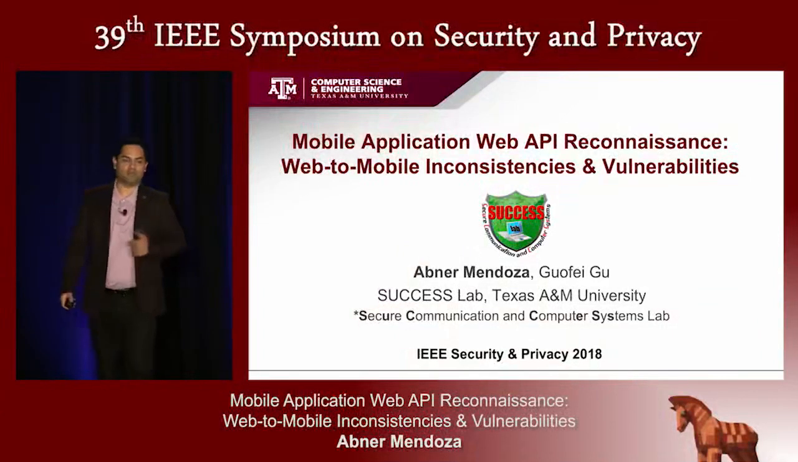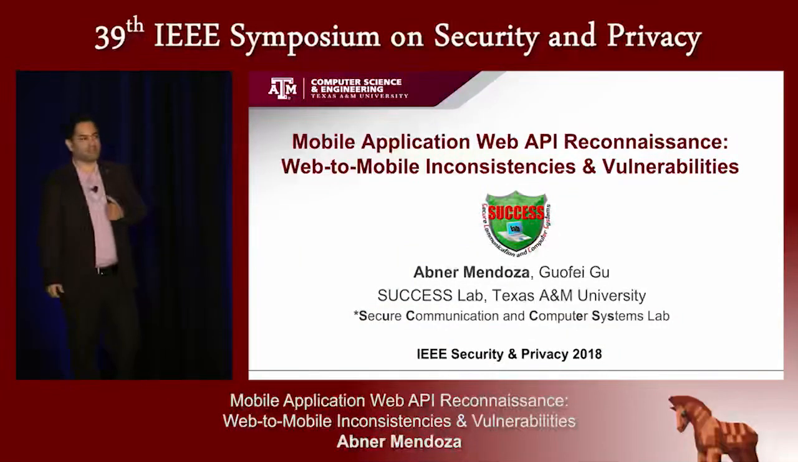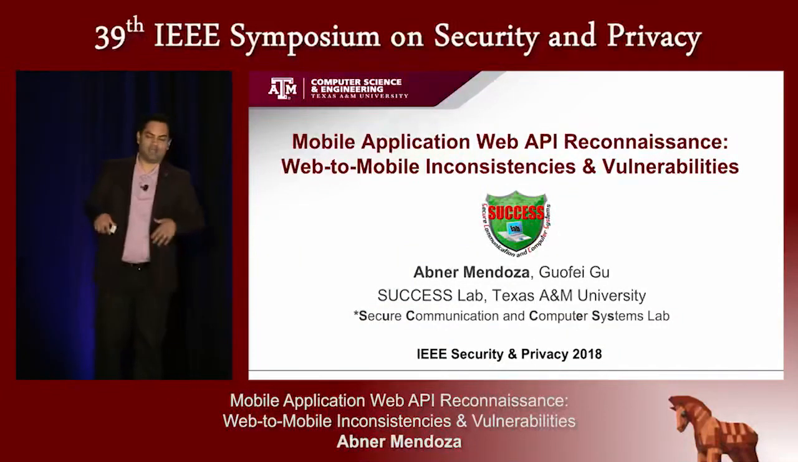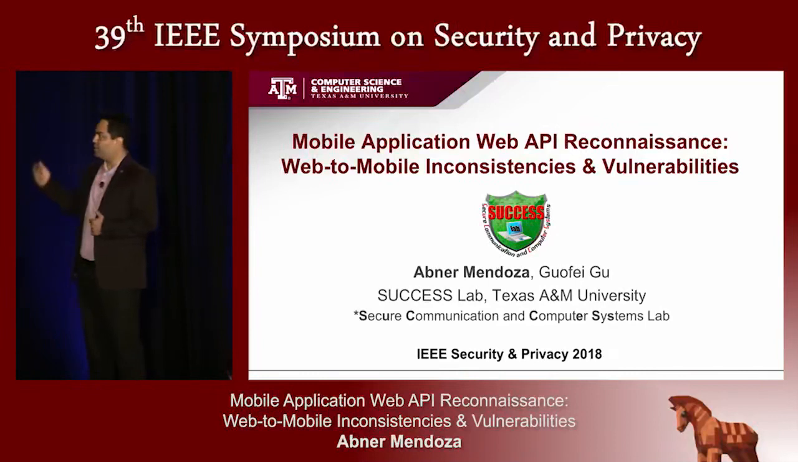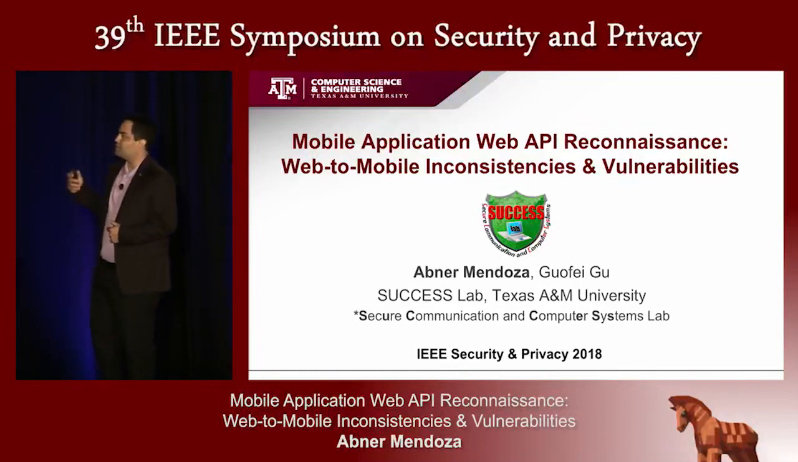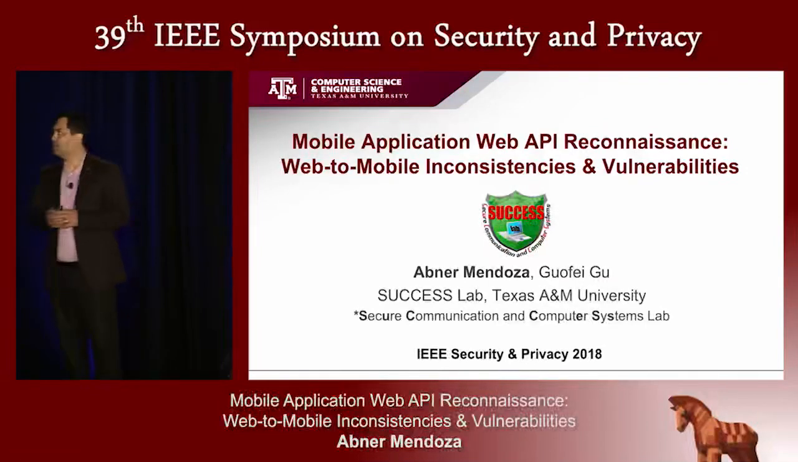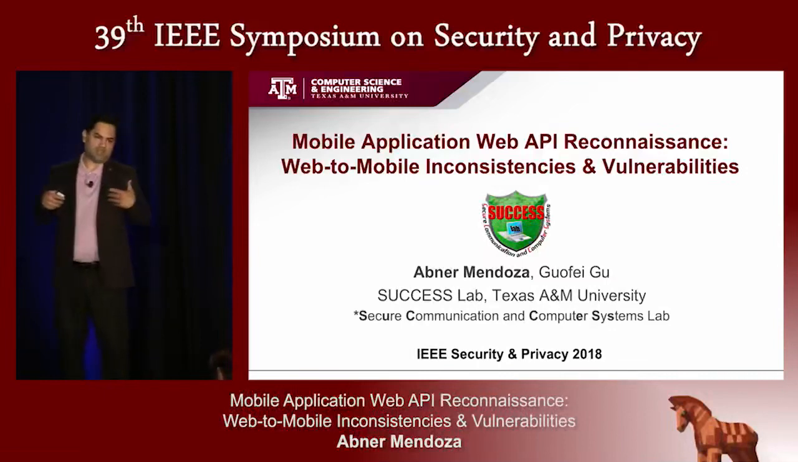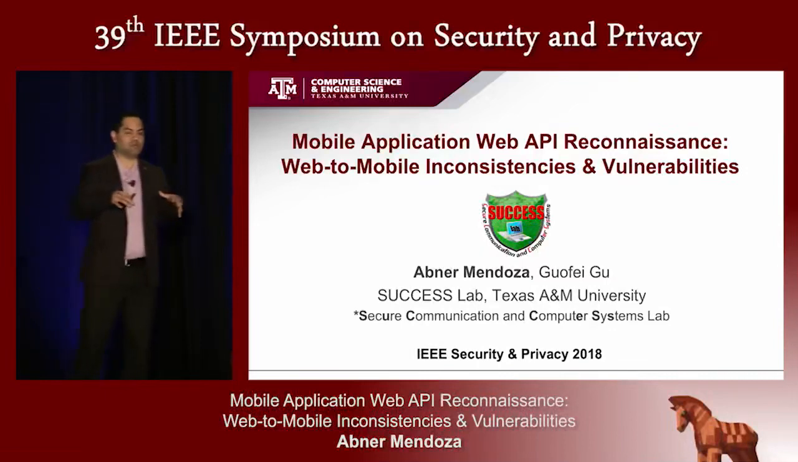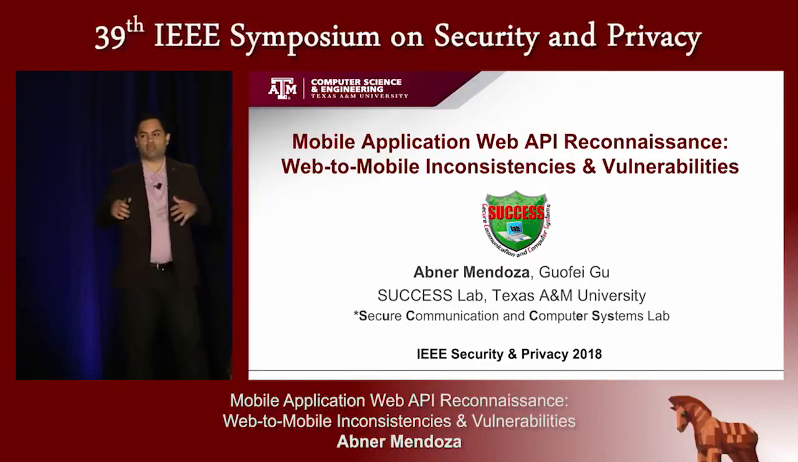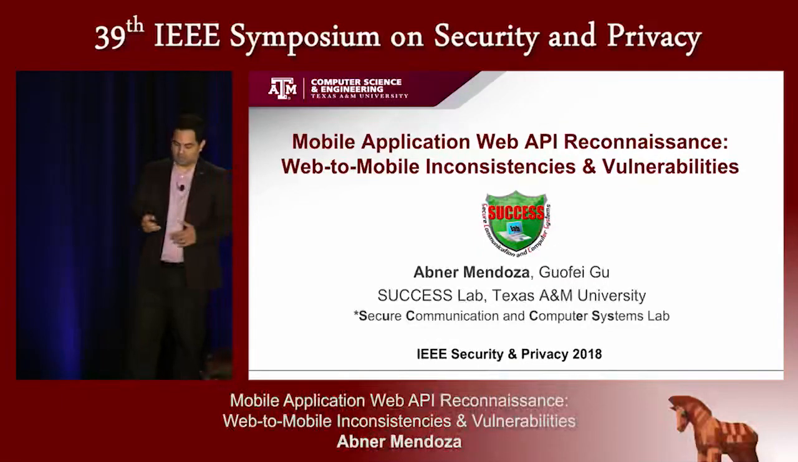My name is Abner Mendoza from the Success Lab at Texas A&M University, and I'm presenting my work, mobile API reconnaissance, web-to-mobile inconsistencies, and vulnerabilities. This is a slightly different perspective of the mobile web integration problems that we just saw in the previous talk.